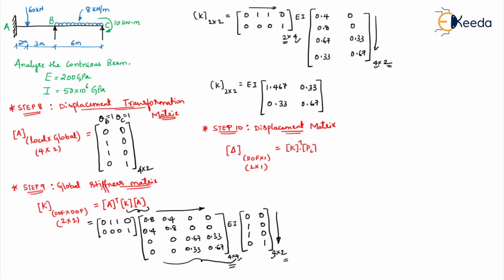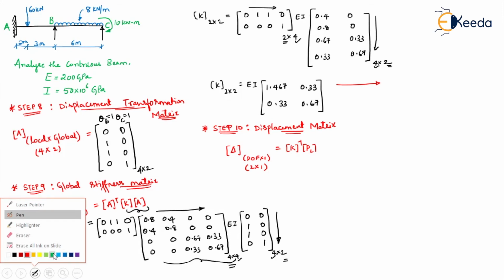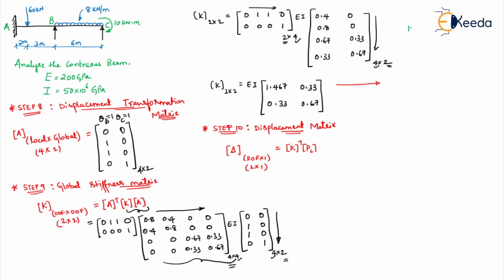So first of all, let's find K inverse. I'll do it here. You can do it in the calculator if you want. If you don't want, you can do it manually. What is K inverse? 1 by determinant of K into adjoint of K. So what is the determinant of K? We just have to multiply these both. 1.467 into 0.67 minus 0.33 into 0.33. How much will this value come to? 0.8676.